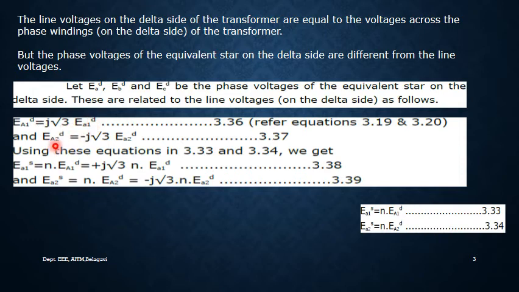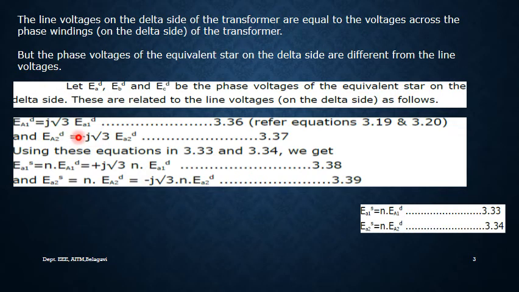And similarly for the negative sequence component, the line voltage referred to the delta side is equal to minus j root 3 times the phase voltage referred to the delta side. So in case of positive sequence, the voltage is leading by an angle of 90 degrees, but in case of negative sequence, it is lagging by an angle of 90 degrees.